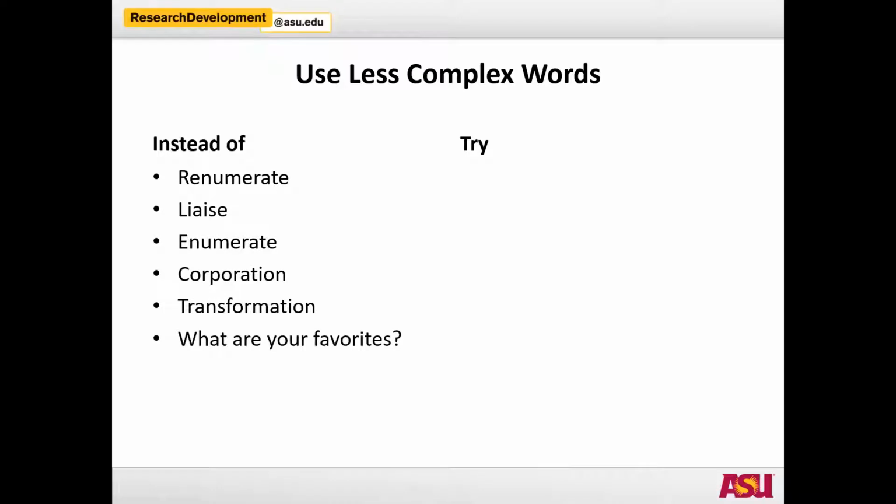All right, so use less complex words. This can not only save you space, it makes your proposal seem a lot more approachable. You don't need to use those words to make yourself seem smart. Your research will make you seem smart. The way you write it should be very clear. So how about enumerate? Any ideas? Like number, right? So remunerate, pay; liaise, meet; enumerate, list; corporation, firm; transformation, change. Any other ideas?